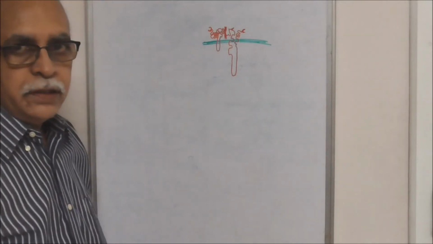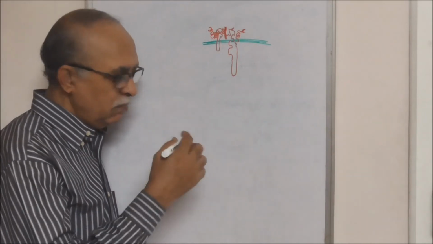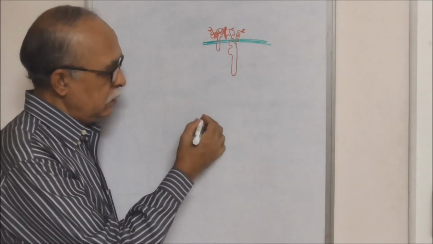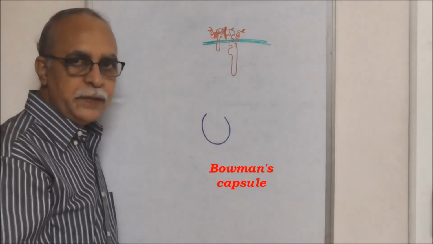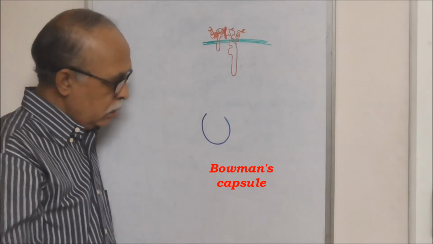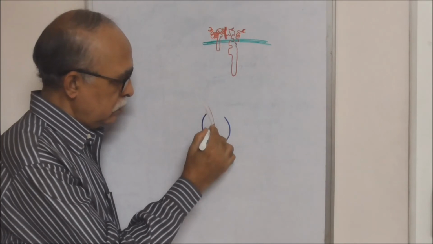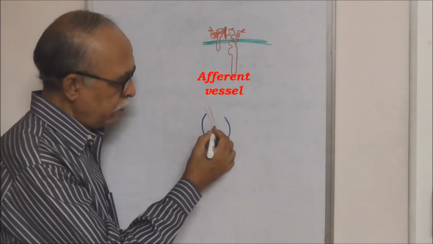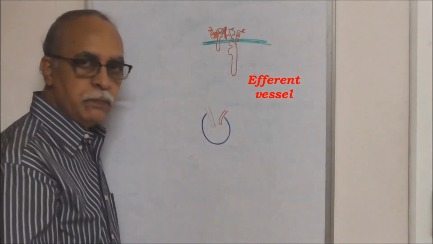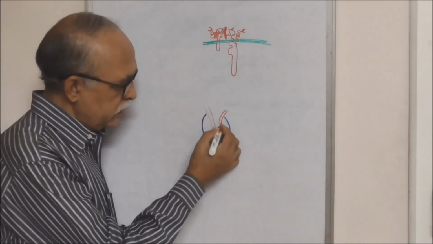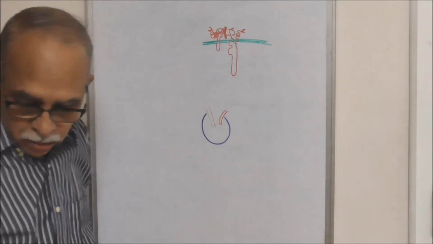Okay, a few more details related to the nephron, or Malpighian body to be precise. Say this is the Bowman's capsule, the visceral layer. Here is the afferent vessel. This is the efferent vessel. Rest all would be capillaries connecting them.